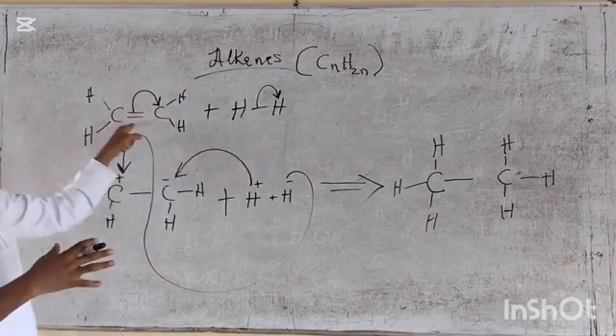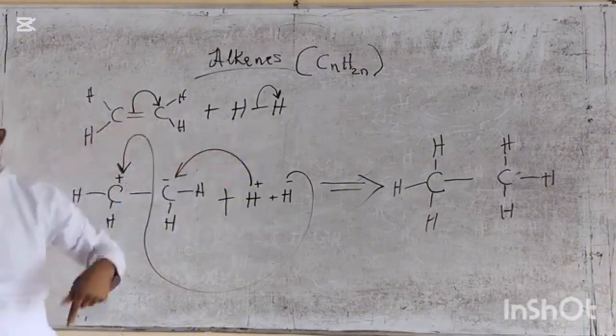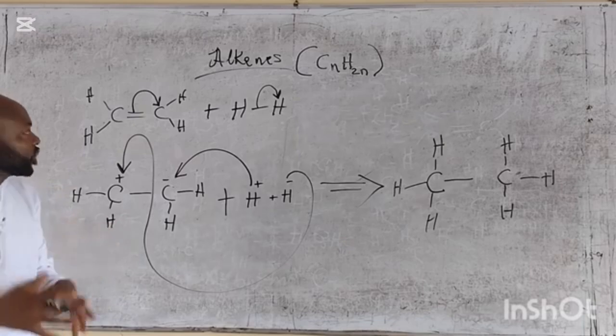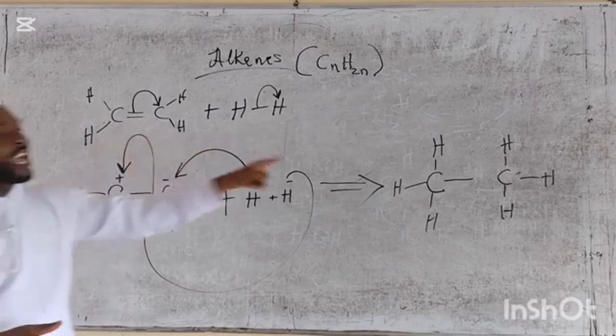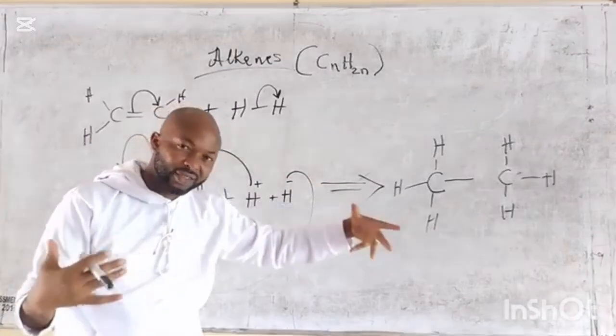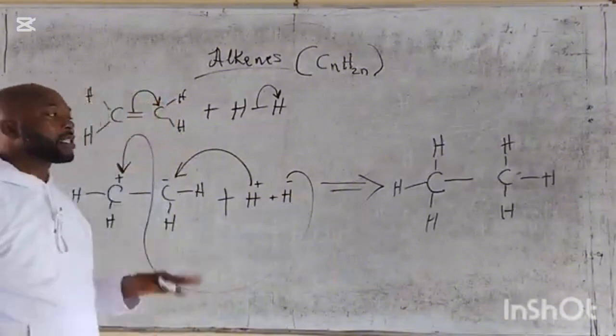So hydrogenation of alkene gives us what? An alkane. Hydrogenation of ethene gives us ethane. That is the principle. And that is natural.